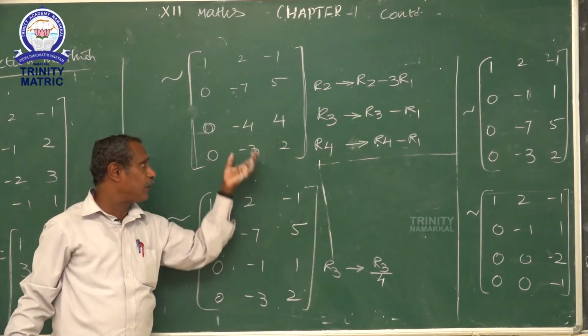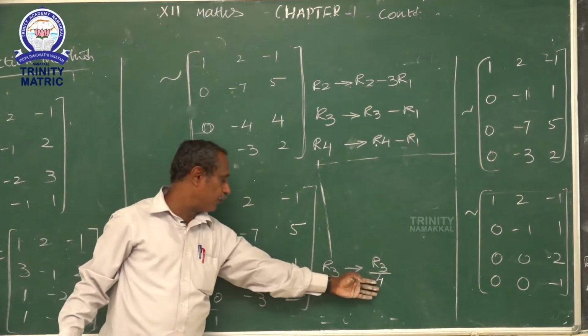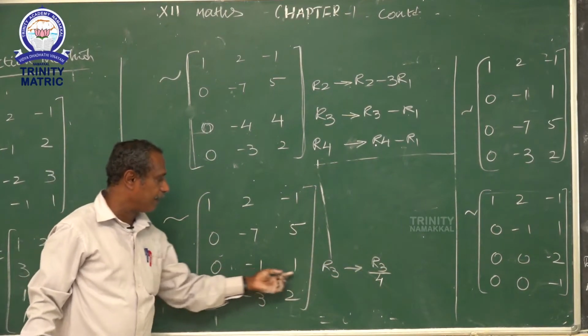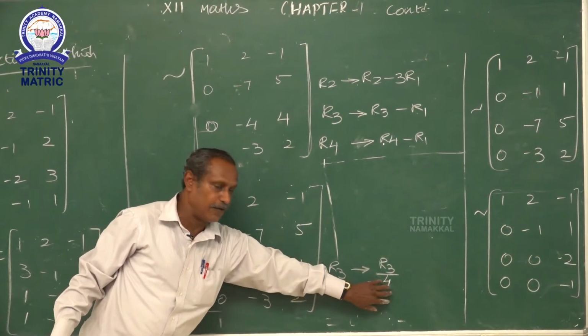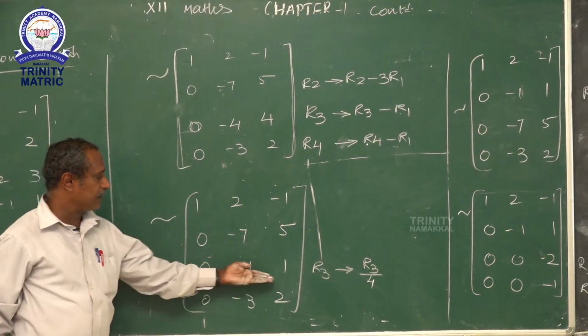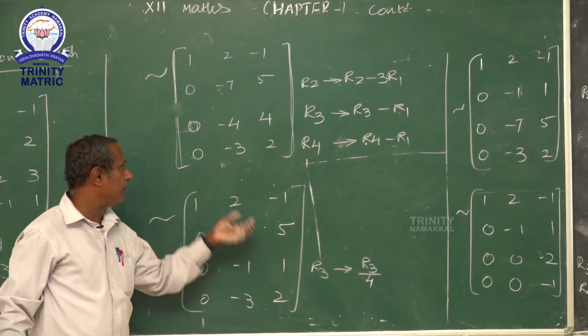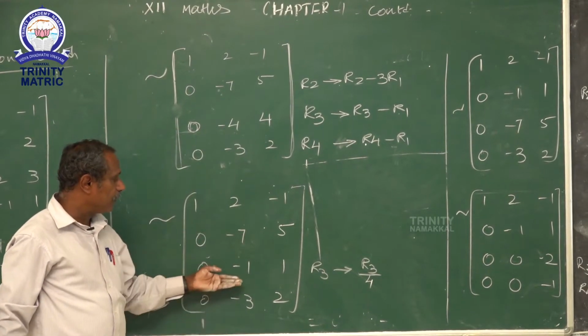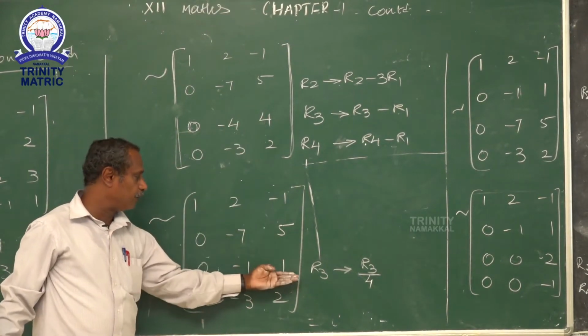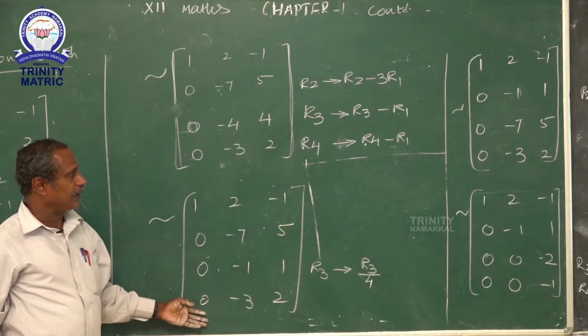So, we want to make it a simple one, that is we divide row 3 by 4. We are doing the elementary operation, dividing row 3 by 4. So we are getting 0, minus 1, 1. Minus 4 divided by 4 we will get minus 1, and 4 divided by 4 we will get 1. So this is another step.